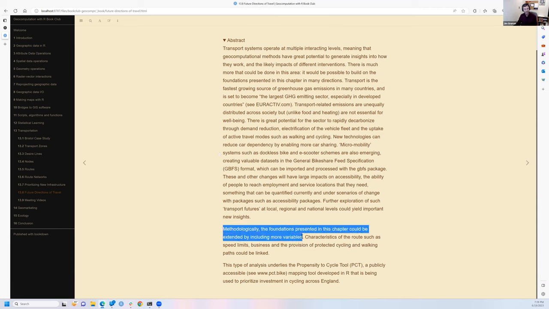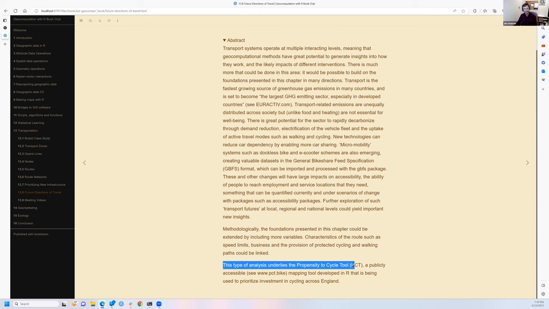They mention including many more variables. I get the impression that's pretty common. They also mentioned, in this space, there's a tool called the propensity to cycle tool, a publicly available mapping tool that in some ways does this to prioritize investment in cycling across England. So these models have been built out with more parameters and made available to the public as a website at pct.bike.